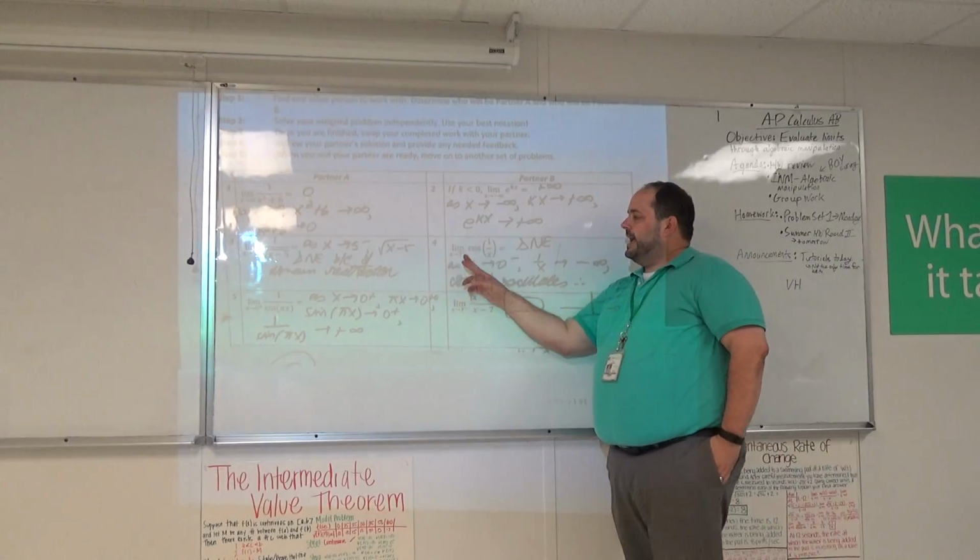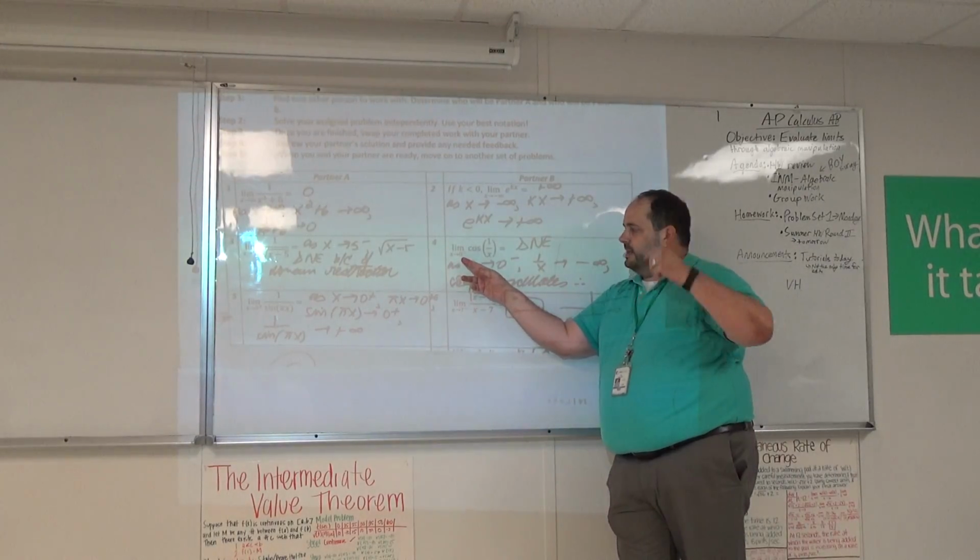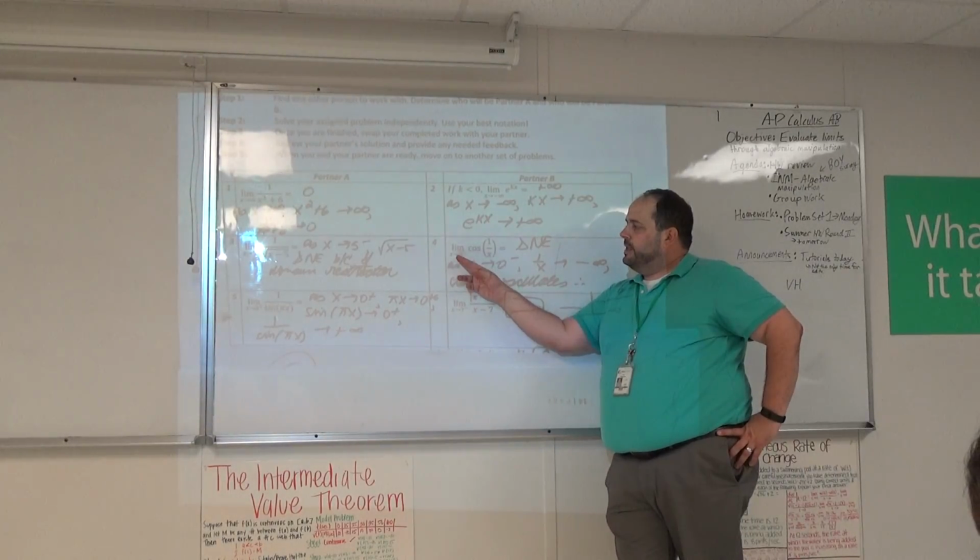Number 4, x is approaching 0 from the left. Polynomial, this is the one we were just talking about. If x approaches 0 from the left, what happens to 1 over x?